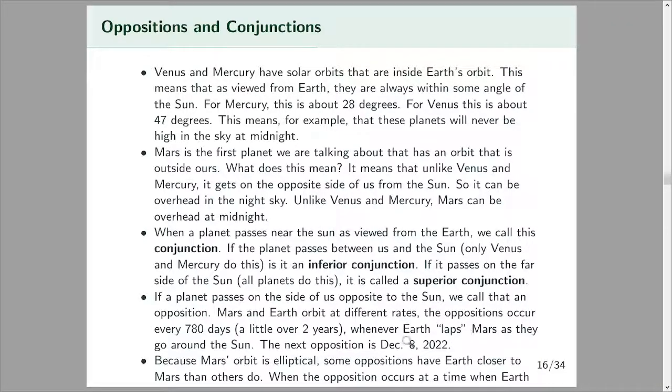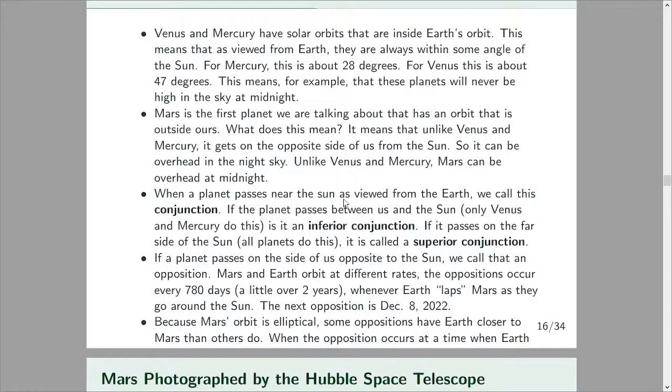Mars gets an opposition about every 780 days. It's like 2 years and 3 months or something like that. 2 years and 2 months maybe. The next one is on December 8th, 2022. Because Mars's orbit is elliptical, some oppositions are better than others.